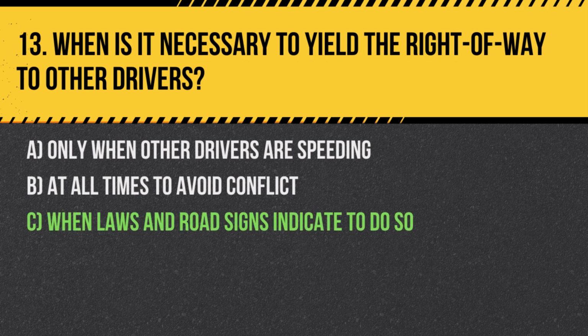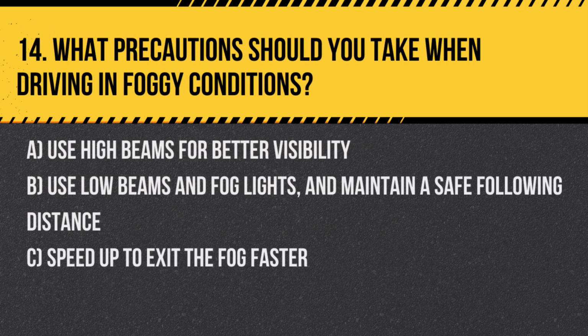Answer. C. When laws and road signs indicate to do so, yielding the right-of-way is essential for preventing accidents and ensuring smooth traffic flow. Question 14. What precautions should you take when driving in foggy conditions? A. Use high beams for better visibility. B. Use low beams and fog lights and maintain a safe following distance. C. Speed up to exit the fog faster.